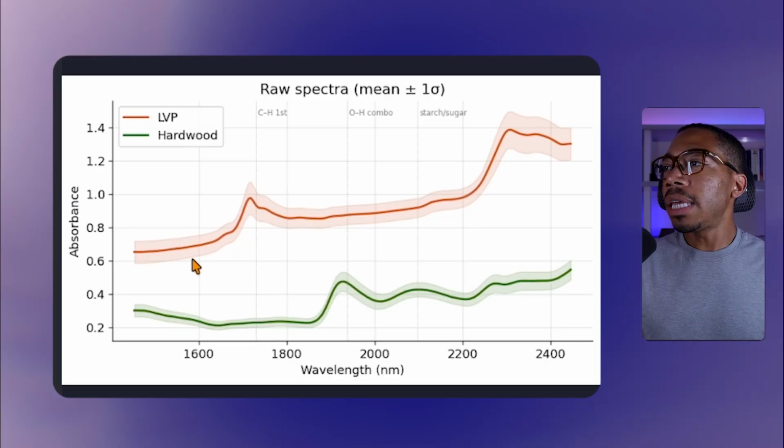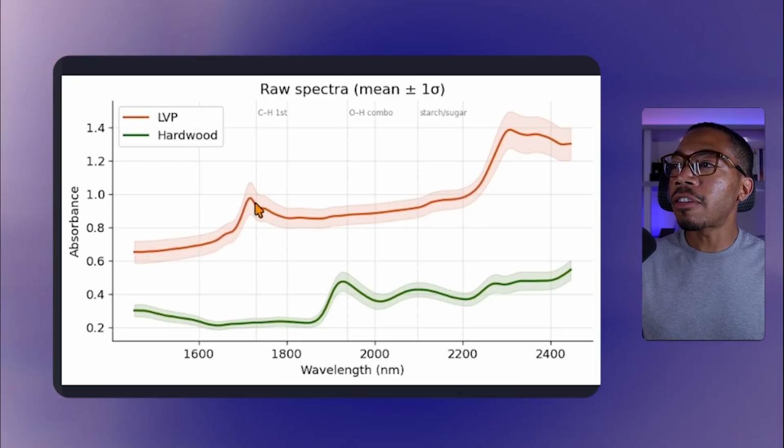Let's get started. So in this experiment, I decided to scan 21 different SKUs with 134 total scans. One of the first things I do with my experimental analysis is always just look at the data. So let's take a look. In this spectrum here, I have an average of my linear vinyl planks, the wood flooring here in orange, and you can see the absorbance is greater than 0.6 throughout the entire spectrum.